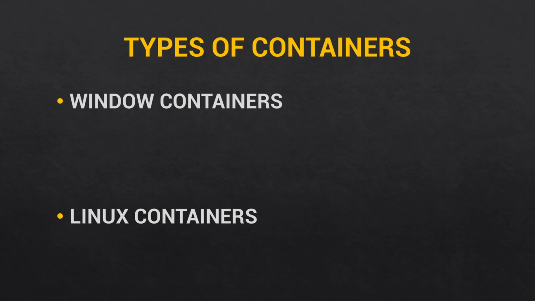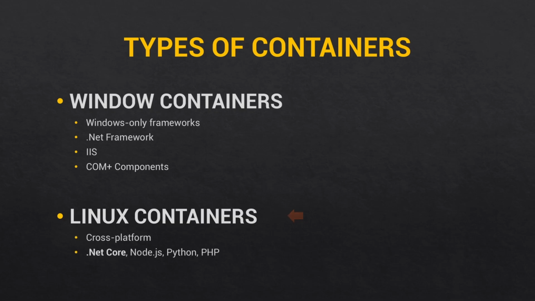Then you should know that there are two types of containers we can build. There's Windows containers and Linux containers. Which of these you choose will depend on the application that you want to run in your container. If you're a regular on my channel, you are likely only ever going to be using Linux containers. This is because you're writing for .NET Core applications, and .NET Core applications are cross-platform.